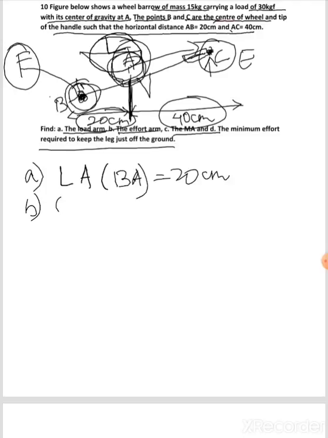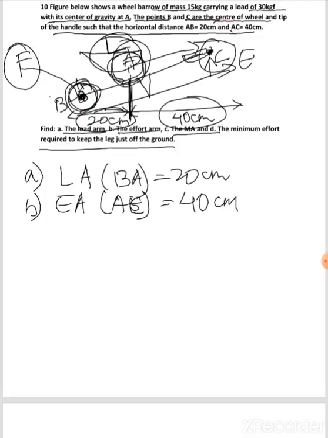Number B is the effort arm. Effort arm is here, A to C, and that is how much? 40 centimeter. Am I correct here? No. See, effort arm is the distance from the fulcrum to the effort. Here the fulcrum is here, the effort is here, on the handle. So this distance, and that total distance is 20 plus 40, isn't it? That is 20 plus 40. So effort arm is actually how much?